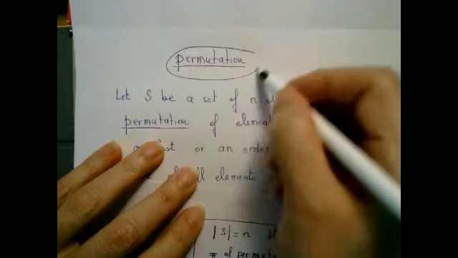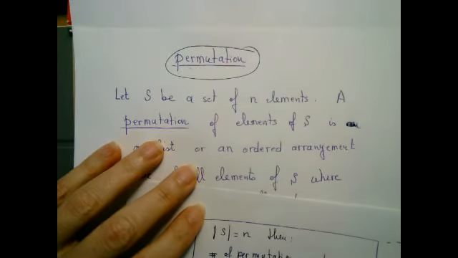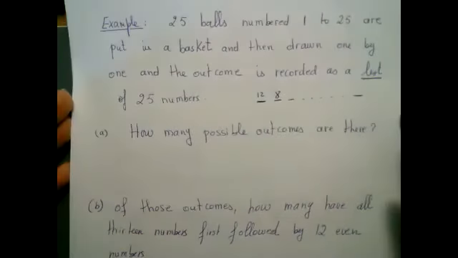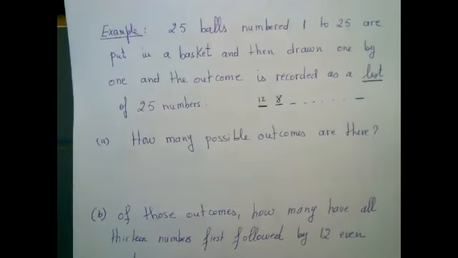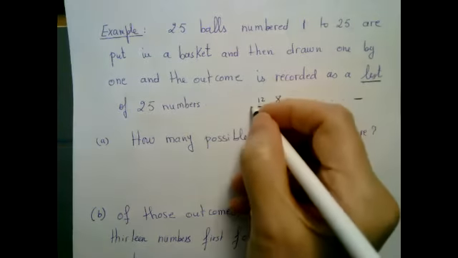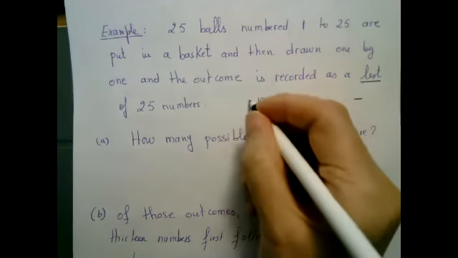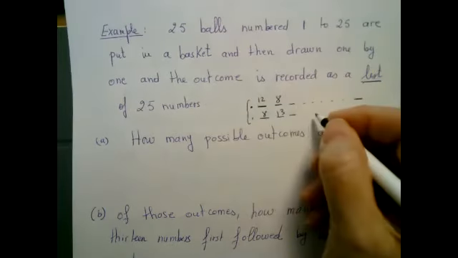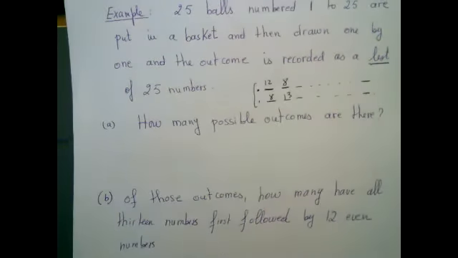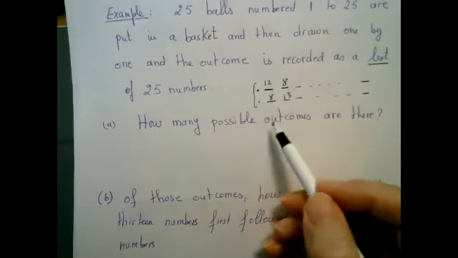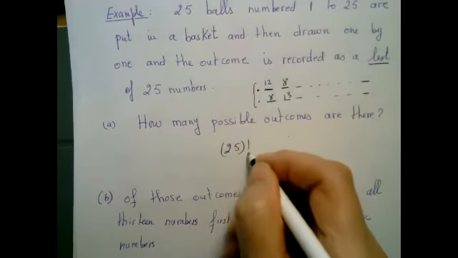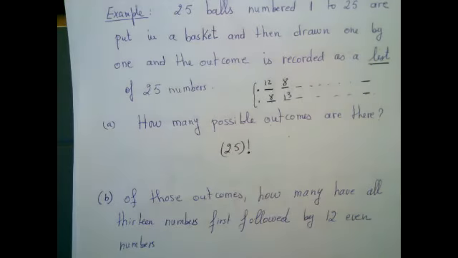Okay, that's the topic. Got it? Okay. So now the question is, well, how many possible outcomes are there? So we draw, we can have 12, 8, or we can have, I don't know, 8, 13, and so on and so forth. Okay, so how many outcomes? Of course, we have 25 factorial, because basically we have 25 numbers and we are putting them in a list.